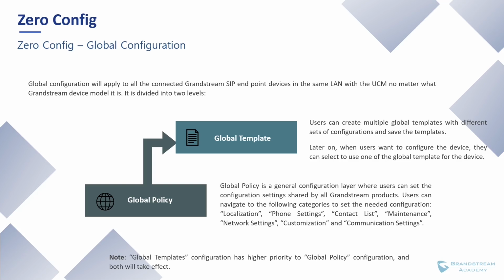And the second level is global template, where users can create multiple global templates with different sets of configurations and save the template. Later on, when users want to configure the device, they can select to use one of the global templates for the device. The selected global template has higher priority than the global policy. If the same setting has different values configured in the global policy and the selected global template, the value for this option in the selected global template will override the value in global policy, as we have said before.